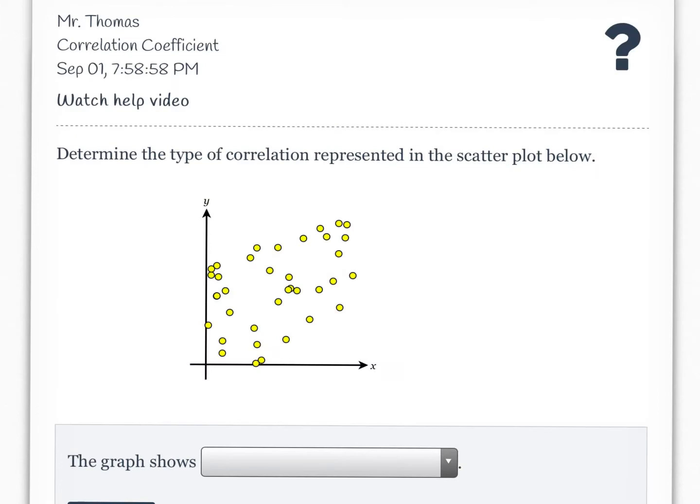Okay, what about this particular scatter plot? Well, this scatter plot is a little different because the points are all over the place. So since they're not just going up, they're all over the place, this is what we would refer to as no correlation. They're not going up, they're not going down. So that would be considered a no correlation problem.